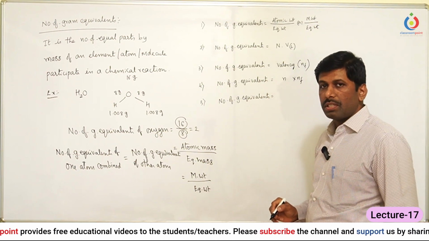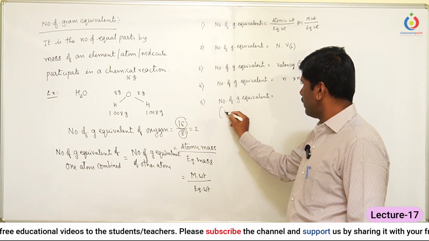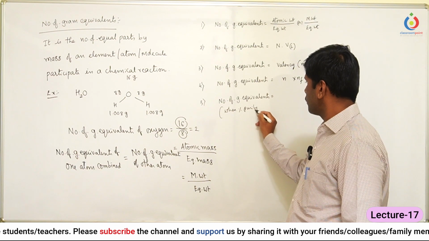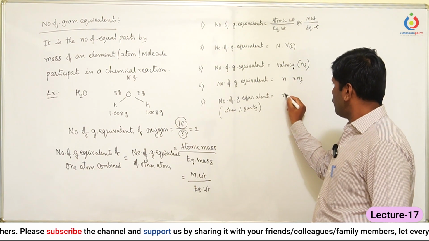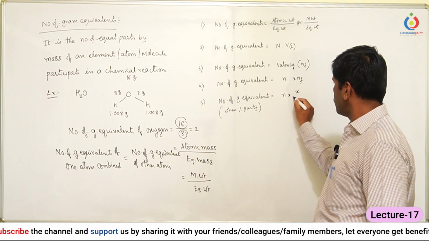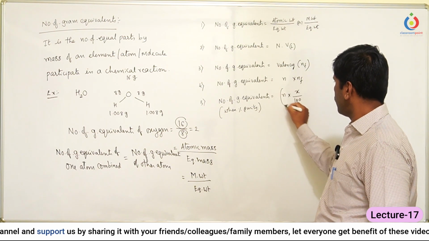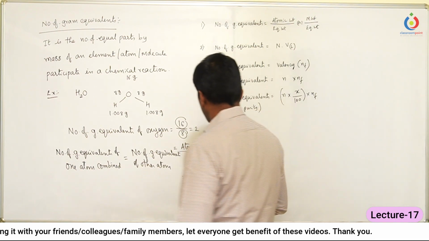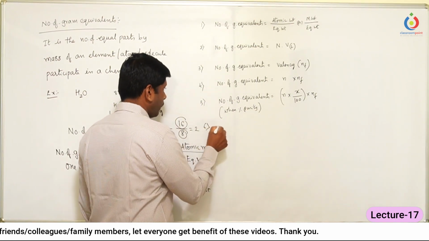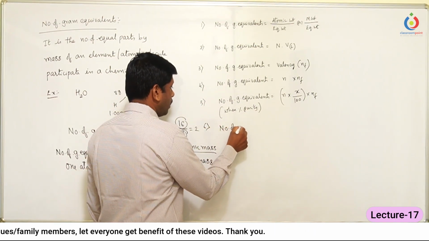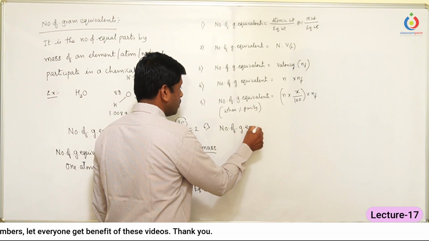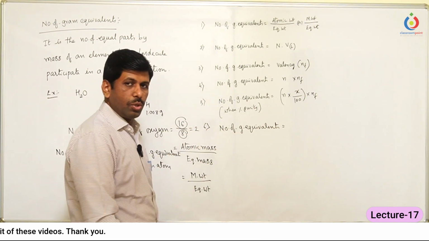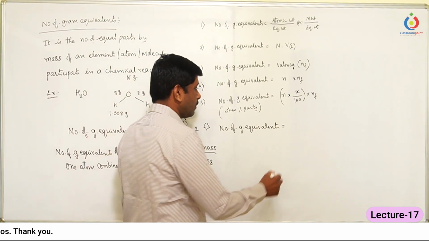Sometimes they give the percentage of purity. So when the percentage of purity is given, the number of gram equivalents is the number of moles into X percentage of purity divided by 100, into the n factor. Similarly, the number of gram equivalents is also known as the number of Faradays.